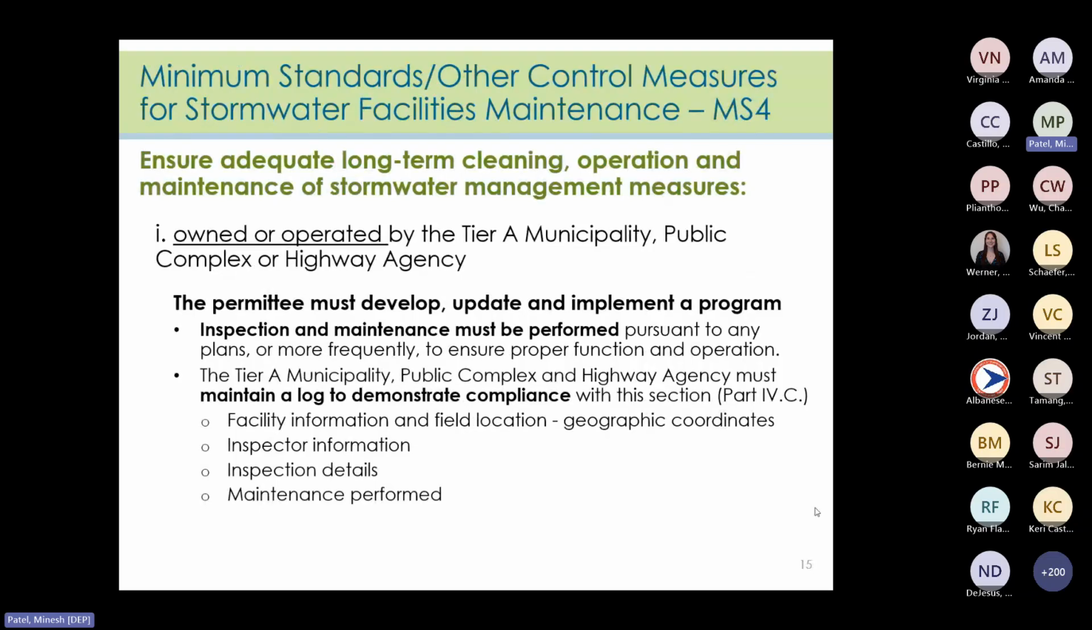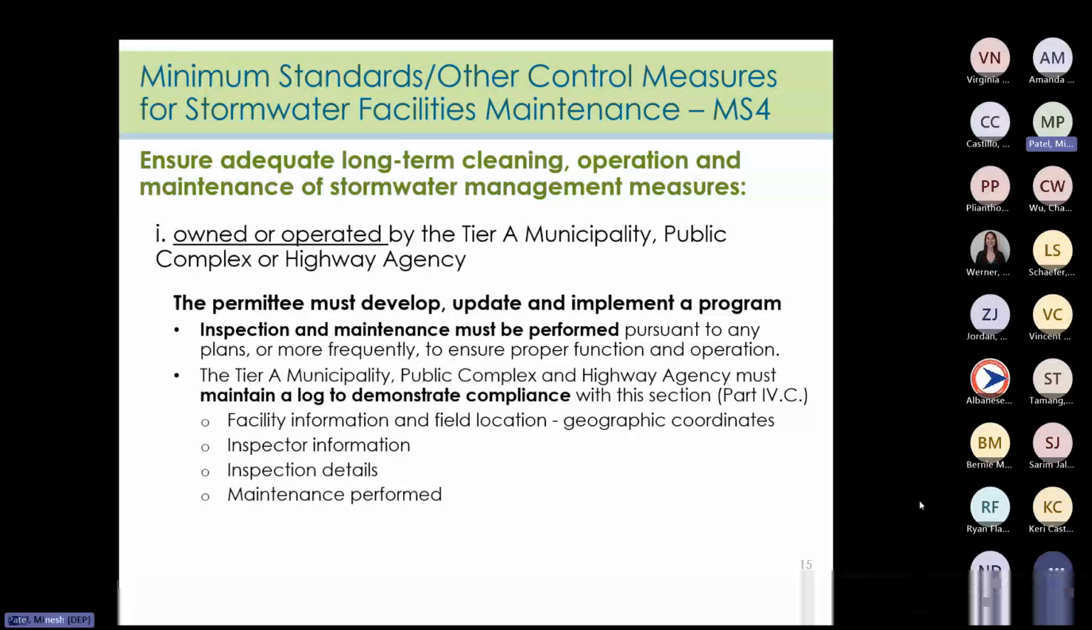The permit requirements for ensuring long-term cleaning, operation, and maintenance provided are divided into two classes based on ownership or operational status for the Tier A, public complex, and highway agency permit. The first group is facilities owned and operated by a municipality. They can be, for example, a town hall or some sort of library complex. The four elements required for this group are shown here, and they can be found in Part 4, Section C1 of the Tier A permit, Section C3 for the public complex permit, and Section C2 for the highway agency permit.